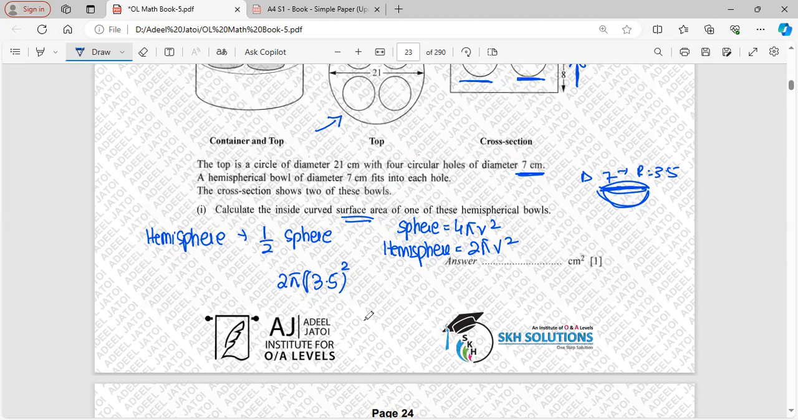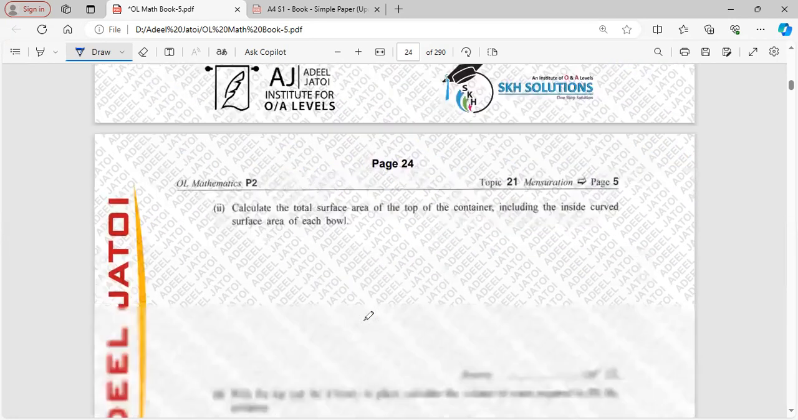When it is 2 pi r square, it comes to 76.98. So we can round it off to 77. So this will be 77 centimeter square. You can write down both answers here: 76.98, rounding it off to 77. Now remember this is just the answer for one hemisphere. One hemisphere surface area.